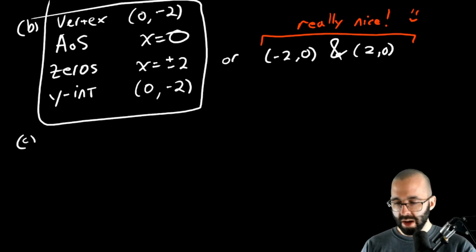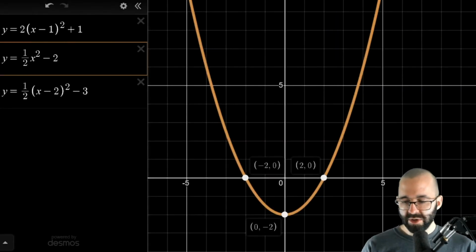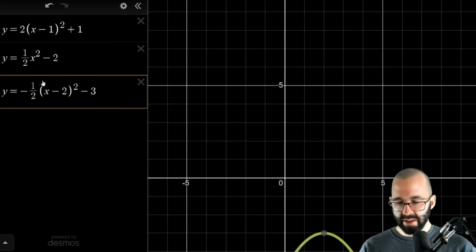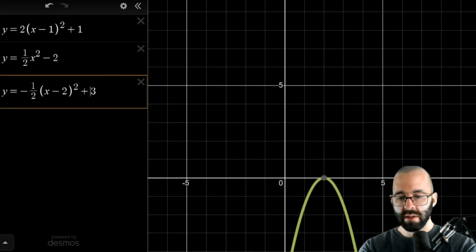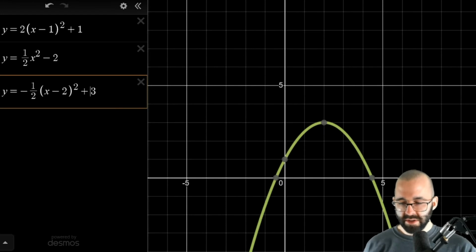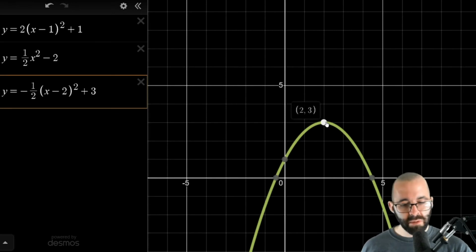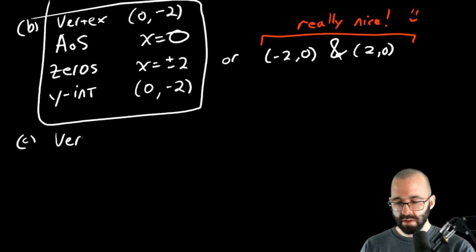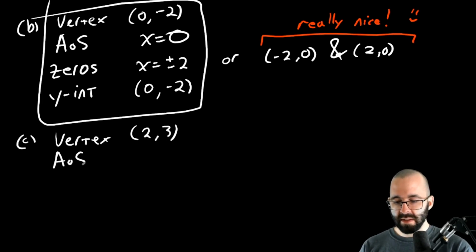Let's look at one more problem. And I think I want to change this one a little bit, because we haven't had any that are negative. Let's do this one. All right, so the vertex in this case is now at the top. It's the point (2, 3). Axis of symmetry, again, is going to be the line x equals 2.